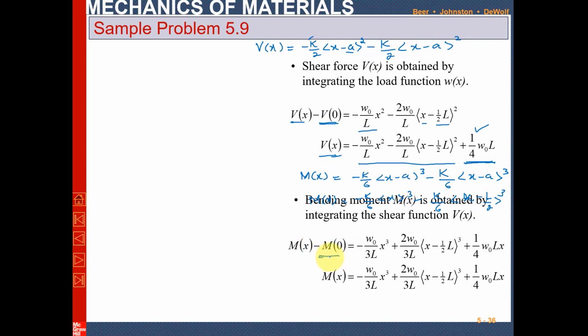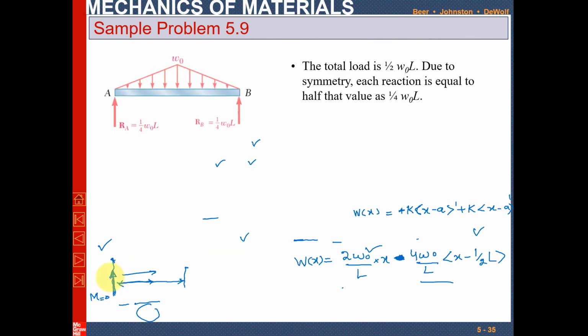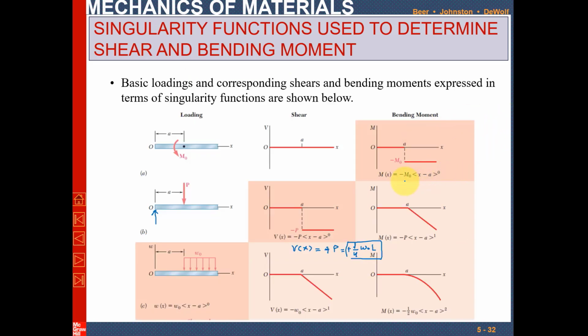Also, you can see due to this concentrated load at point A, the moment equation will be minus m naught into x minus a power 0. So if a is equal to 0, so mx will be equal to minus m naught into x power 0, and x power 0 is equal to 1, so mx will be equal to minus m naught.